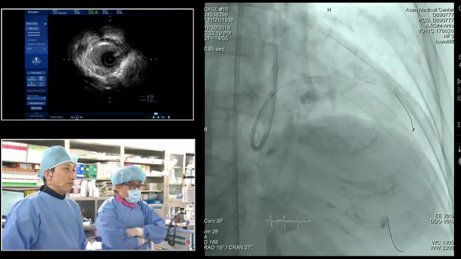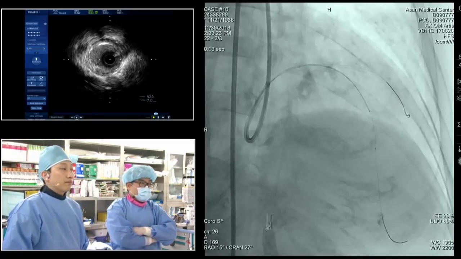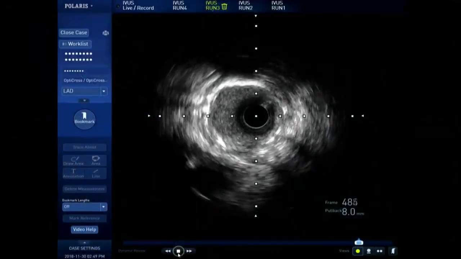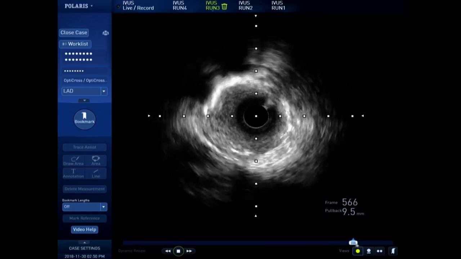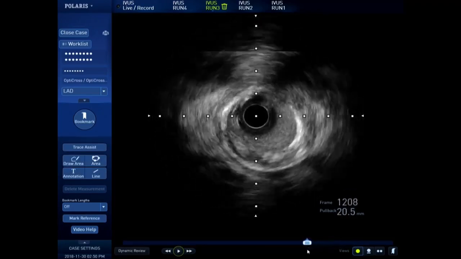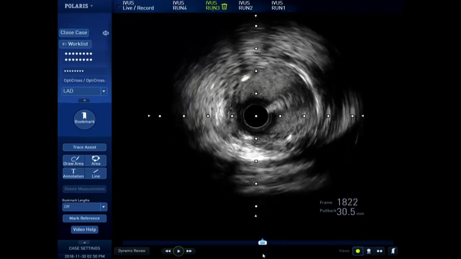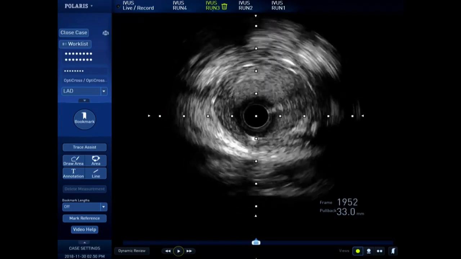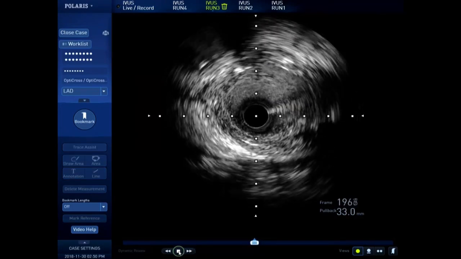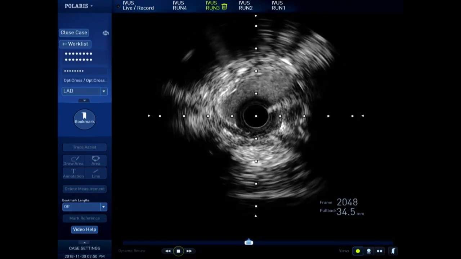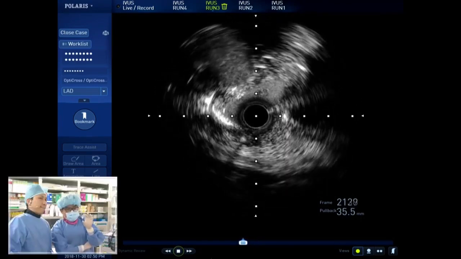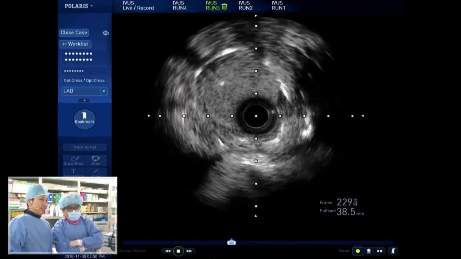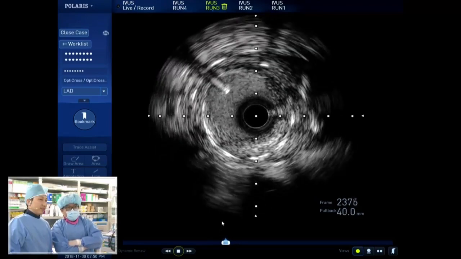So we did the IVUS run again. And we can go a little bit more proximal, just before the bifurcation. So the distal part of the stent looks fine. No dissection, minimal hyperintima. Let's go back a bit. So this is where we are just distal to the bifurcation. You can see the stent looks like there's some deformity or something, or calcified neointima. We cannot tell exactly, but the proximal part is fine.